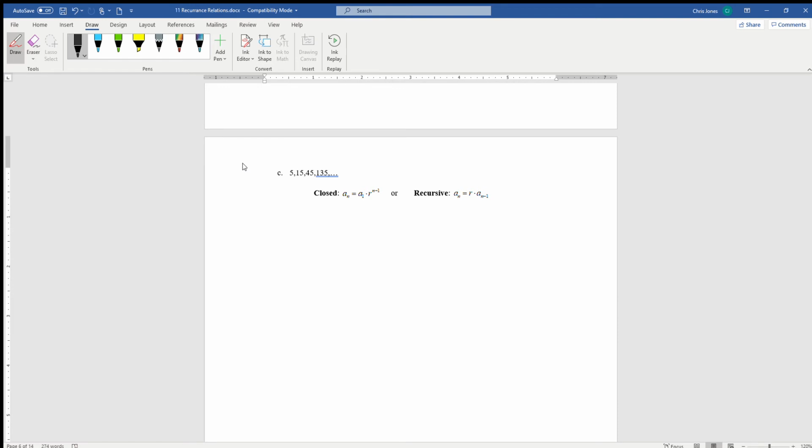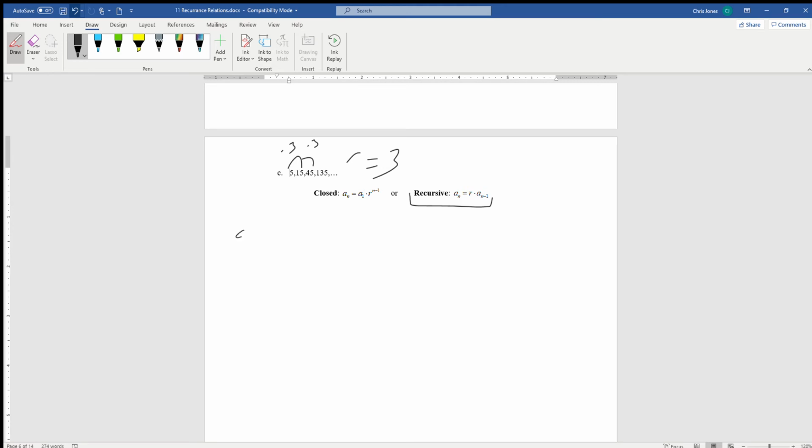And in this case, r, well, to go from 5 to 15, you would multiply by 3. And then to go from 15 to 45, you would multiply by 3. So it looks like in this example, it is indeed geometric, and r is going to be equal to 3 for us. All right. So let's first of all look at the recursive formula. The recursive formula says that we just have a sub n is equal to r times the previous term.